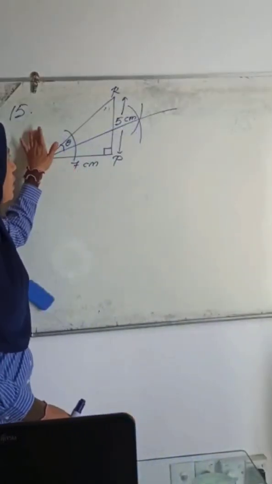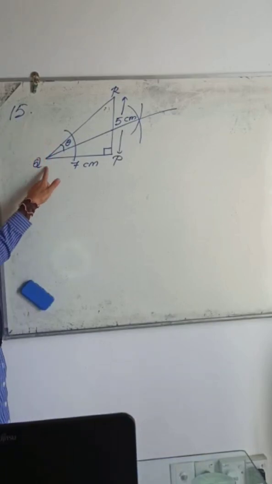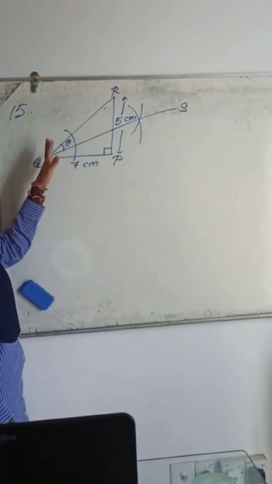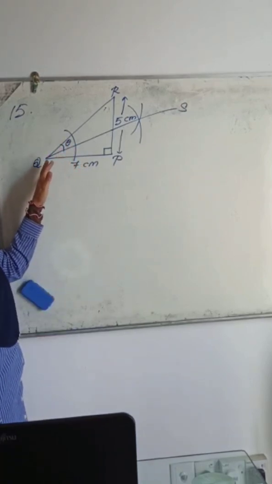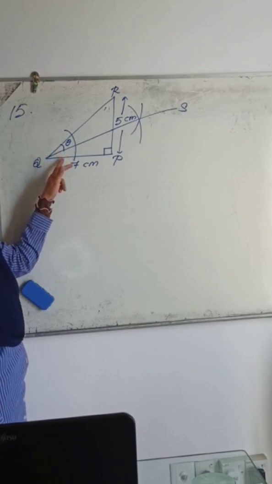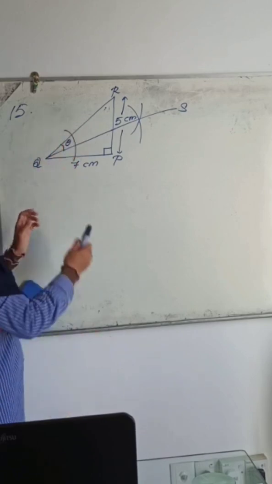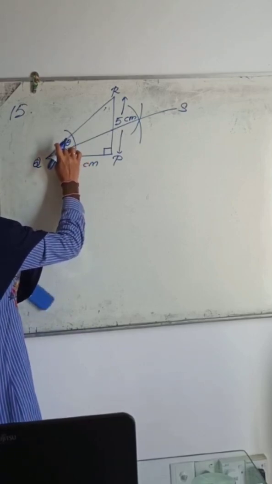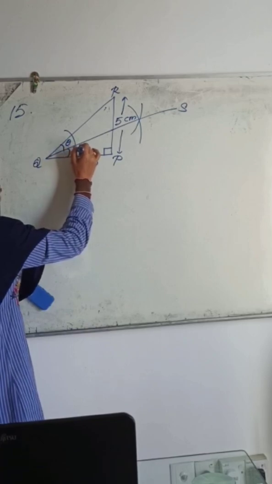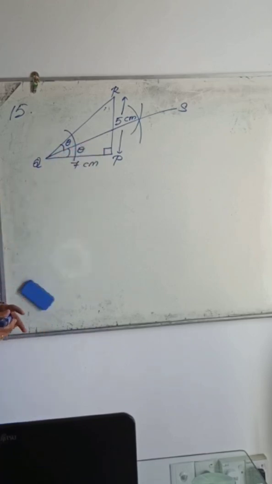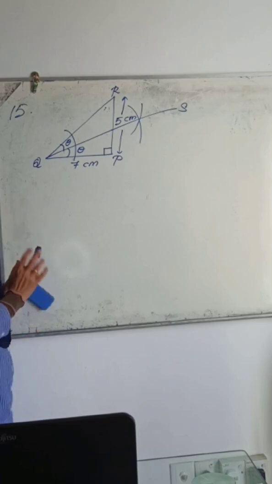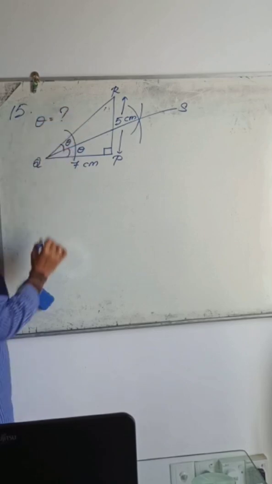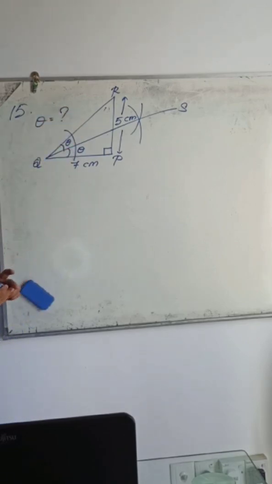Okay, number 15. Since QS is the angle bisector of angle PQR, this is equal. So this one theta, this one also theta. The question asks to find the value of theta, so we can use trigonometry.